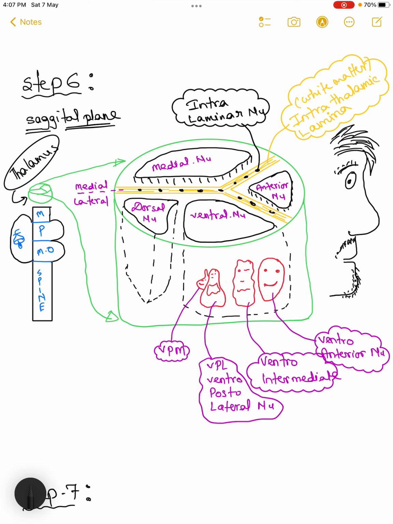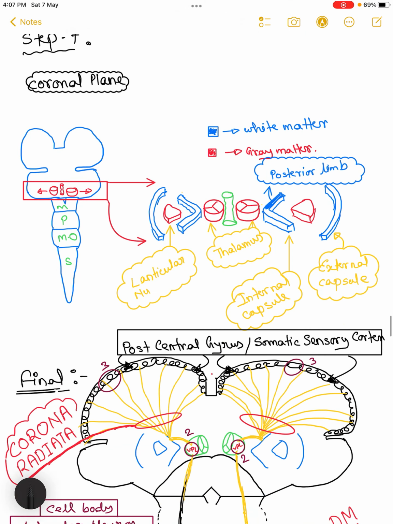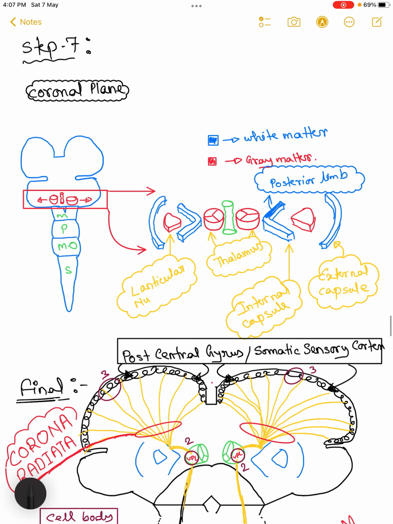Okay, so you got this naming, and definitely what will be our last nucleus? It will be the ventro-posteromedial nucleus. I hope now this is clear. Again, before we go to our final, we will discuss another point. We will take a coronal section of our total CNS. Again, let's arrange ourselves.